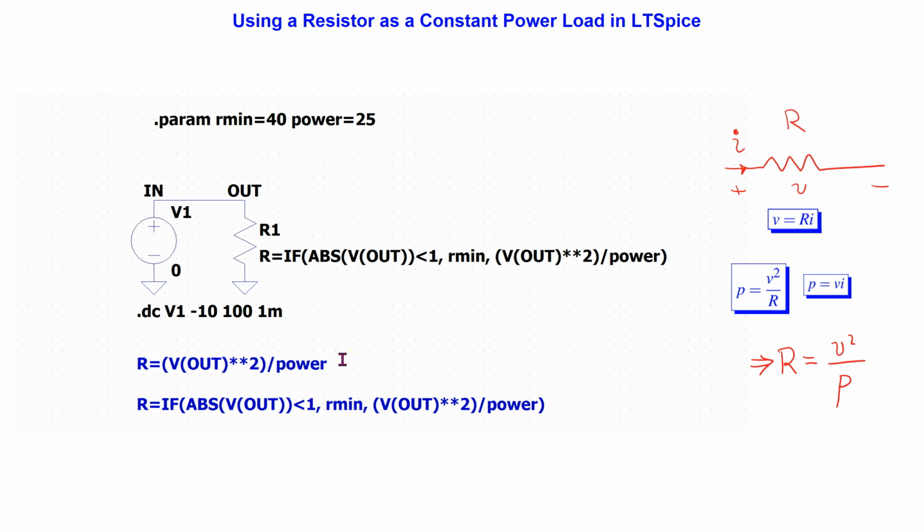Setting the resistor value this way has a drawback: when the voltage across the resistor is very small, the current drawn by the resistor will be very large. To prevent this unrealistic behavior, we can use an if statement. In this case, if the voltage is less than 1 volt, then the resistor defaults to a constant fixed value, R min. Otherwise, it behaves as a constant power load.